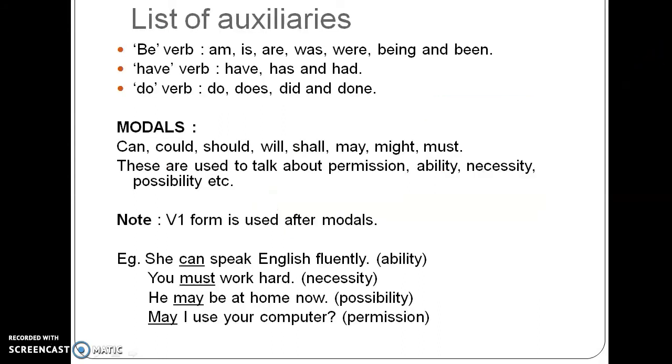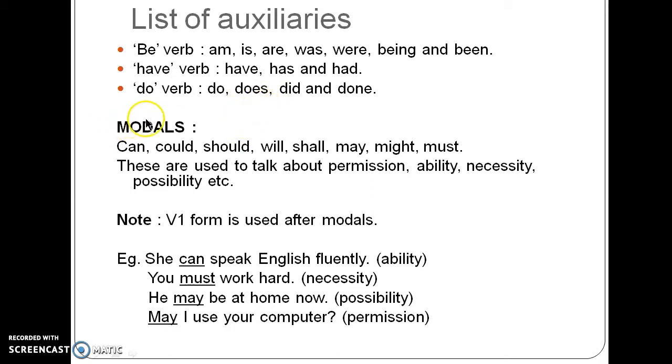In the list of the auxiliaries, there are 3 main auxiliary verbs, and I have shown you their different forms. Be verb, these are the different forms of be verb: am, is, are, was, were, being and been. Then have verb: have, has and had. Do verb: do, does, did and done. Is it clear to you now? So these auxiliaries help us to form tenses and also to make sentences negative and questions.